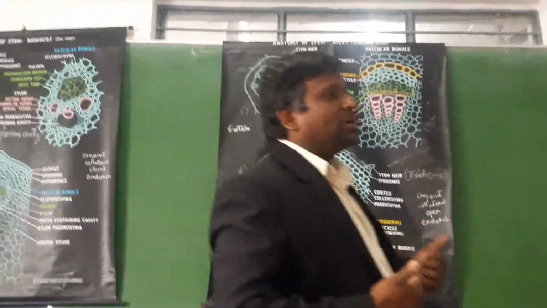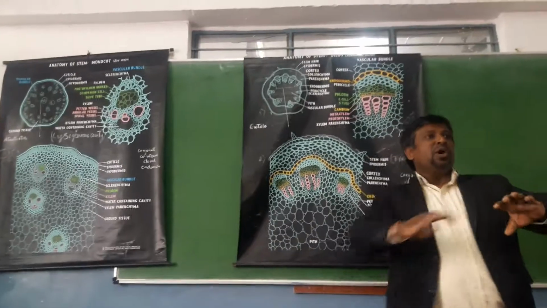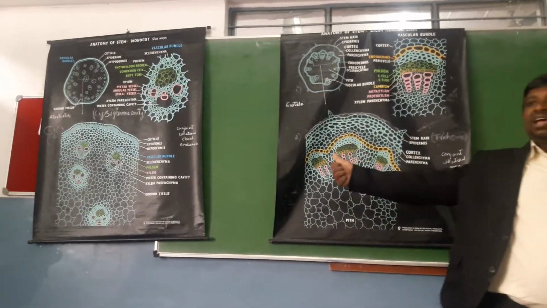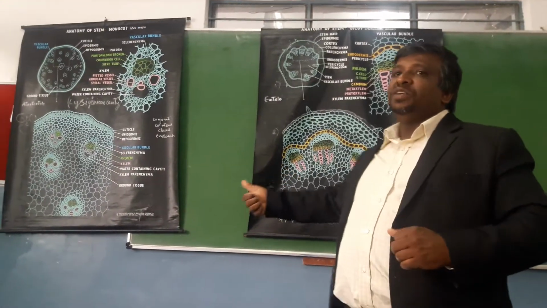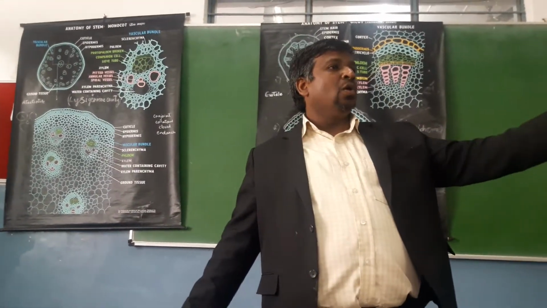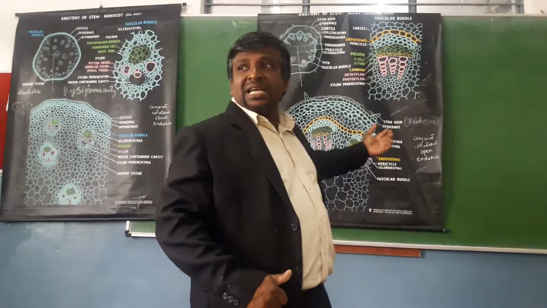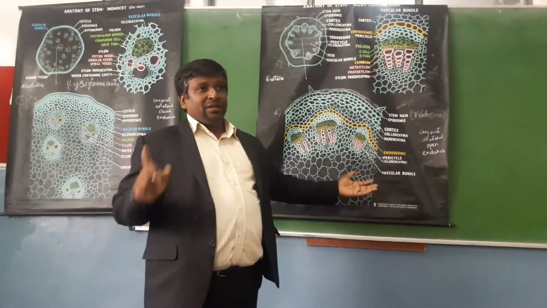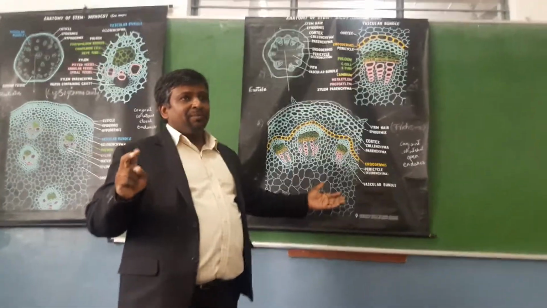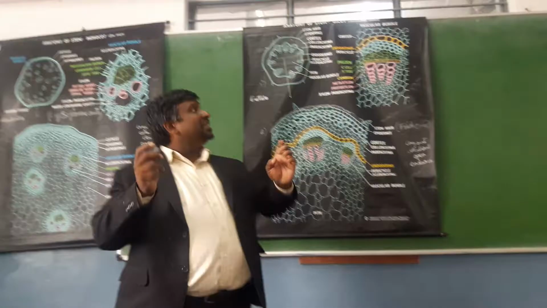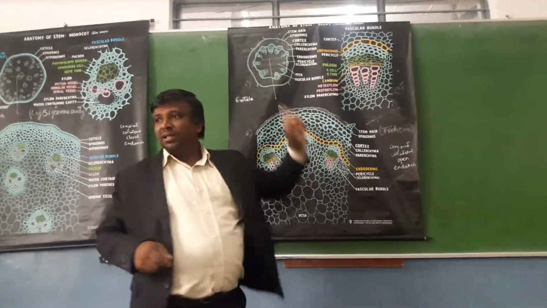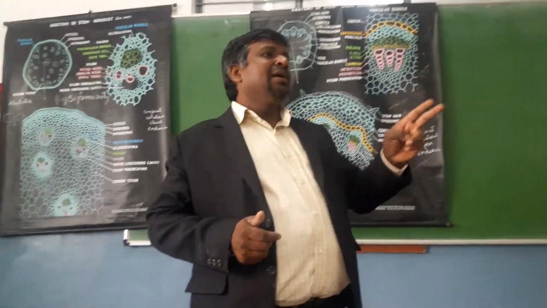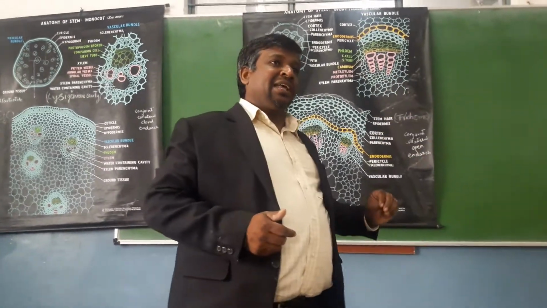So what we discussed about the monocot stem: what do you call the stele in the monocot stem? Atactostele. How do you describe the vascular bundle in the monocot stem? We describe it as conjoined, collateral, closed and endarch type. How do you describe the stele in the dicot stem? Eustele, because they have the vascular bundles arranged in a ring-like manner. And how do you describe the vascular bundle? Conjoined, collateral, open and endarch type.